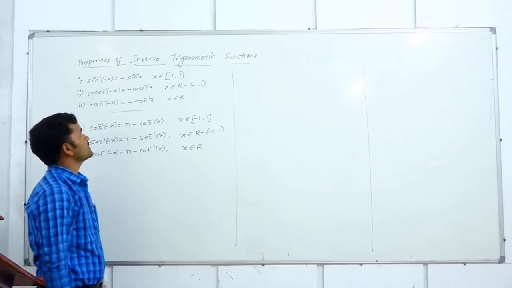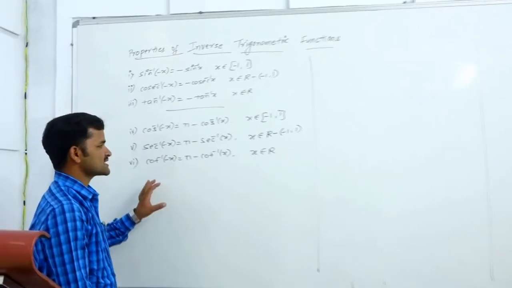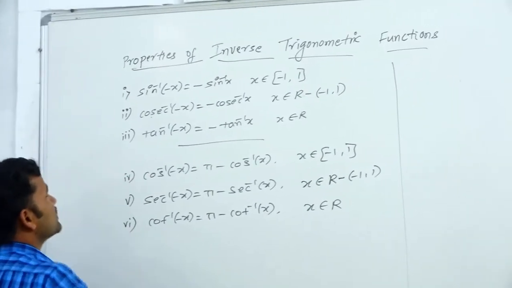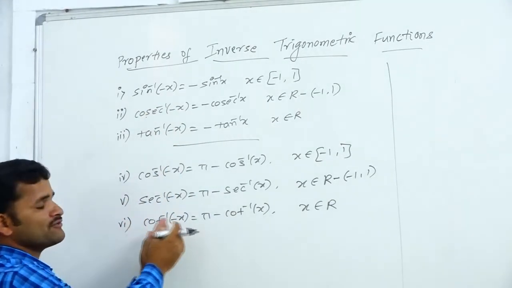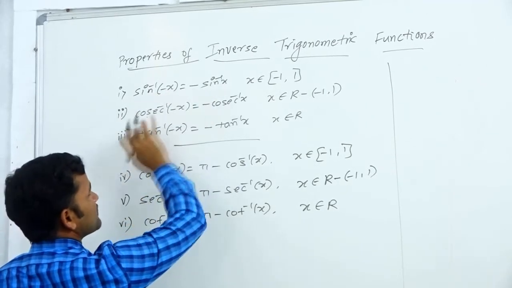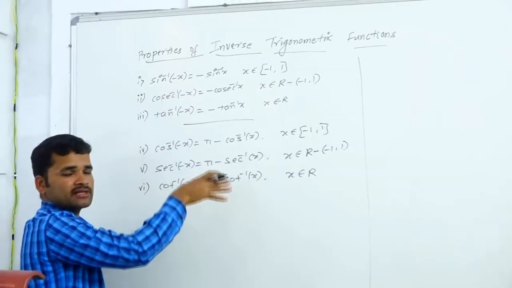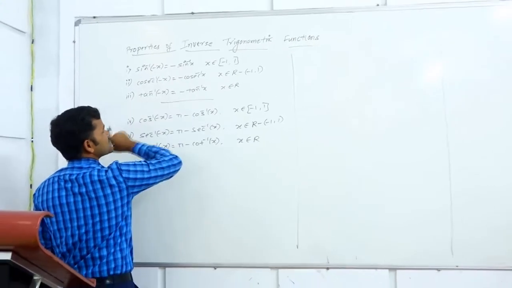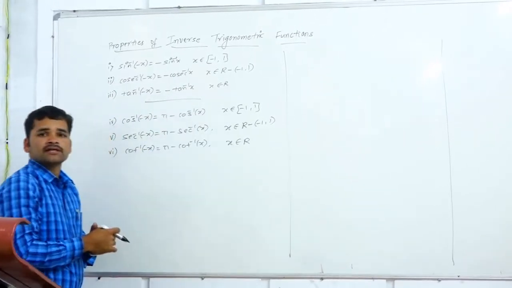Coming to properties of inverse trigonometric functions, I have written 6 properties. Many properties are there; in that, I have written 6 here. First one is sine inverse of a negative value. Sine inverse of minus x is equal to minus sine inverse of x. These 3 look similar, and these 3 look similar, that's why I have written like this. This is possible only when x belongs to the interval minus 1 to plus 1.